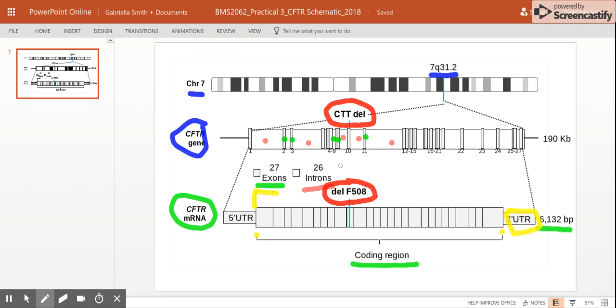But this tiny deletion actually causes a huge change in this mRNA and the way it is translated, and it causes a mutation in the protein and a defect in the protein's function, and hence causing a lot of the symptoms of the disease cystic fibrosis.